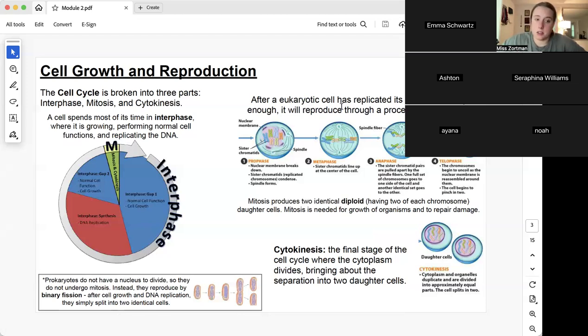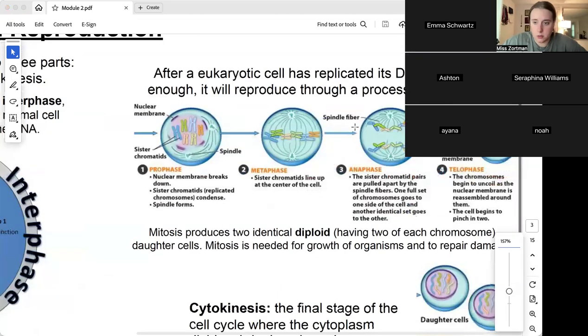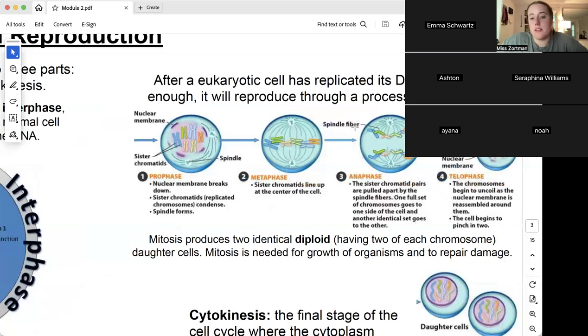That would be mitosis or meiosis. And for mitosis, let's see if I can zoom in without this fully going away. There we go. Okay. For mitosis, you have your four stages. You have PMAT, or prophase, metaphase, anaphase, and telophase. Lots of songs that are on YouTube for this. Look them up if you want to watch them again. But I'm not going to spend the time right now to do so.